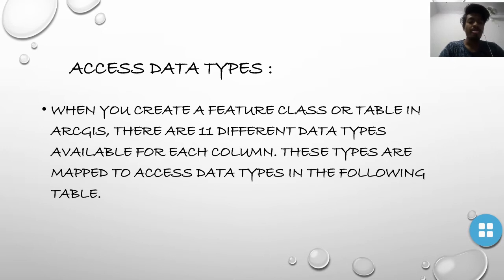Access data type. When you create a feature class or table in ArcGIS, there are 11 different data types available for each column. These types are mapped to Access data types in the following table.